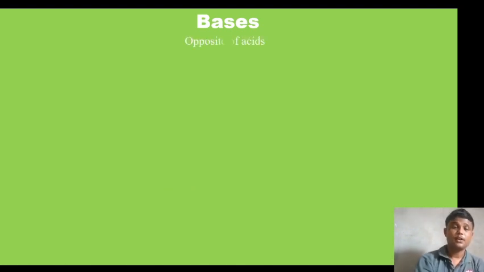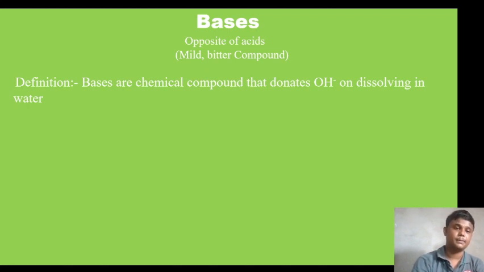What is a base? Base is the opposite of acid. What does opposite mean? That means it is a mild, bitter compound in taste. What is the actual definition of it? A base is a chemical compound that donates OH- on dissolving in water.